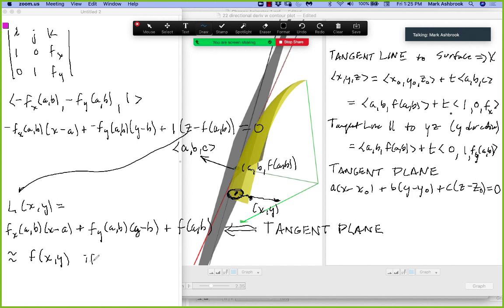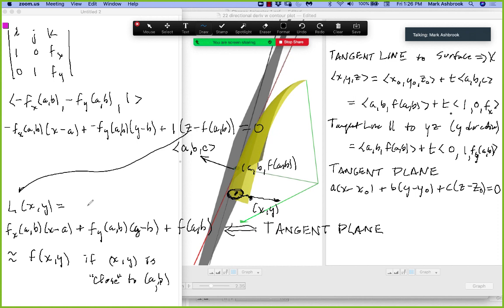If xy is close to AB. And close would be relative to your situation, right? If you have a really flat surface already, then you could be a little further away and you still might be okay with your approximations. But if the surface is curved very severely at your point of tangency, then you need to be really close. Your xy needs to be really close to AB in order for the linearization to give you a good approximation.